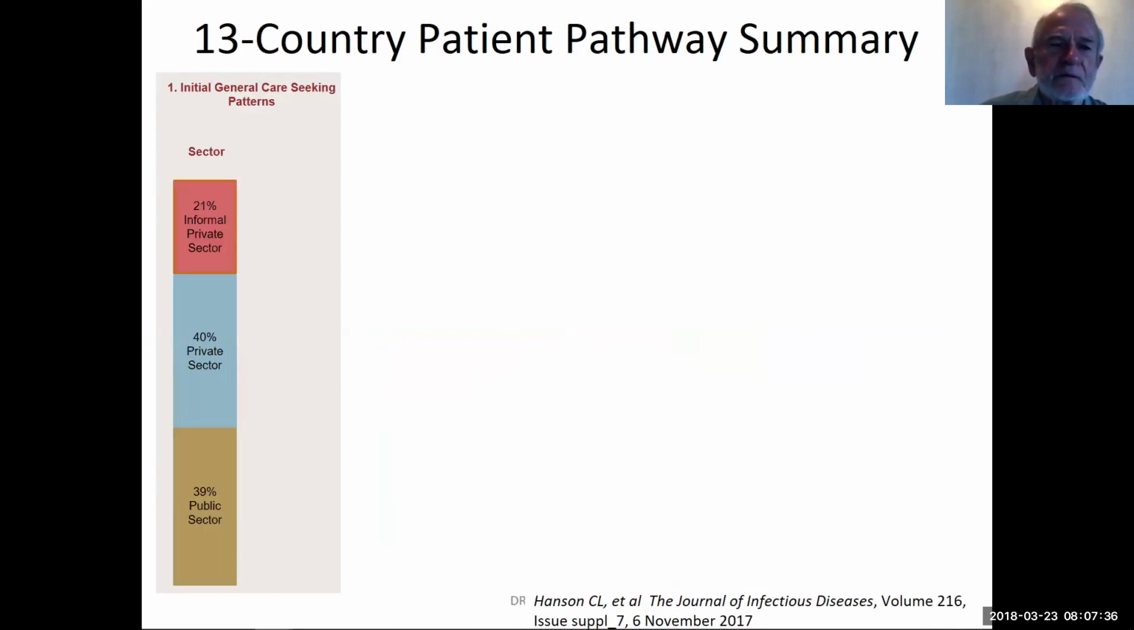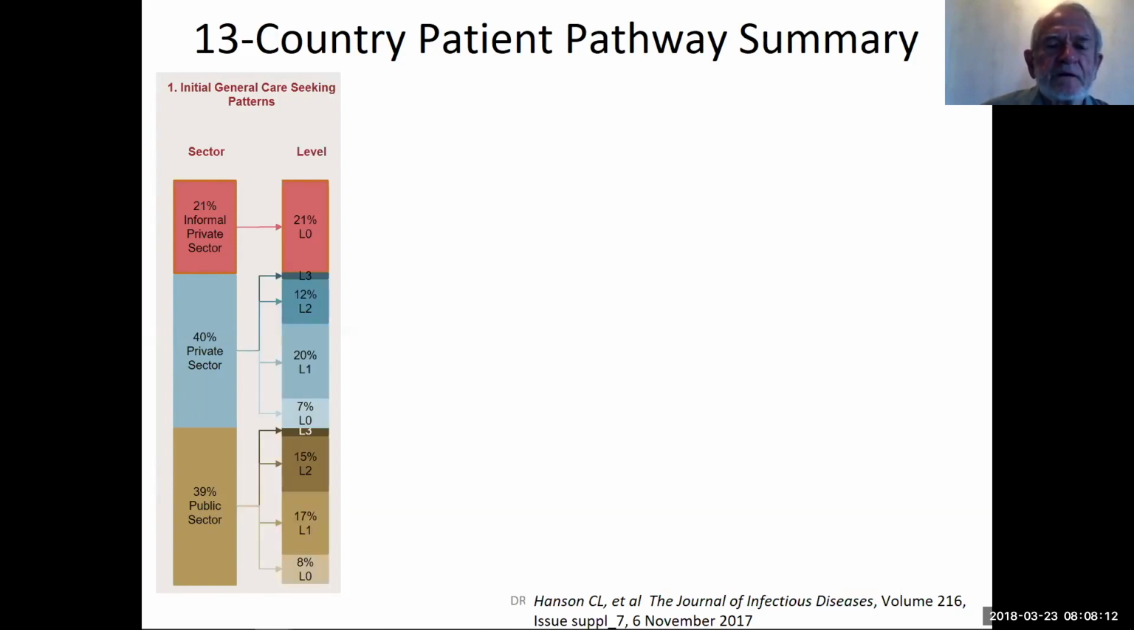And she divided this up into the informal private sector, the red bar, the private sector in the blue bar, and the public sector in the brown portion of the bar. What she found was that about 39% of initial care seeking is in the public sector, 40% is in the private sector, and 21% in the informal private sector. Much of this in India, looking at care in non-qualified providers.